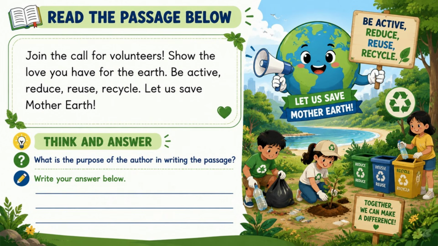Number 3. Join the call for volunteers. Show the love you have for the earth. Be active. Reduce, reuse, recycle. Let us save Mother Earth. What is the purpose of the author in writing the passage?